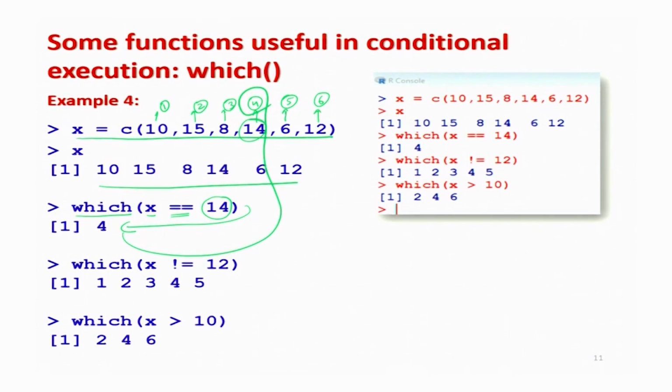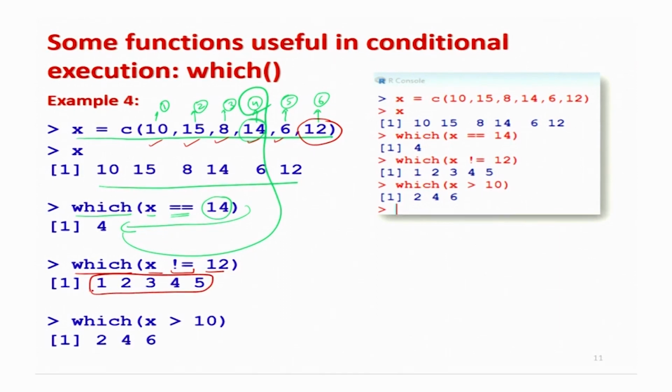And similarly, you can operate some other commands also without any problem. Suppose you want to know which are the numbers in this data vector x which are not equal to 12. So, you write which, inside the parenthesis x not equal to 12. So, you can see here in this data vector the numbers which are not equal to 12, their positions will be reported. The number 12 is at location number 6 and all other numbers 10, 15, 8, 14 and 6 are at location numbers 1, 2, 3, 4 and 5, which is reported here.